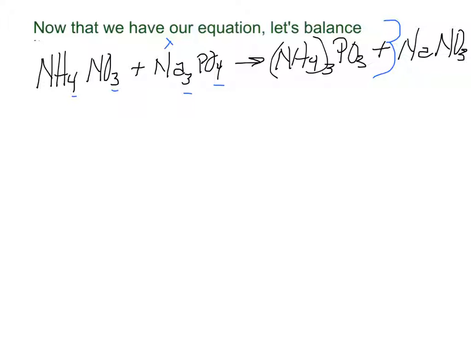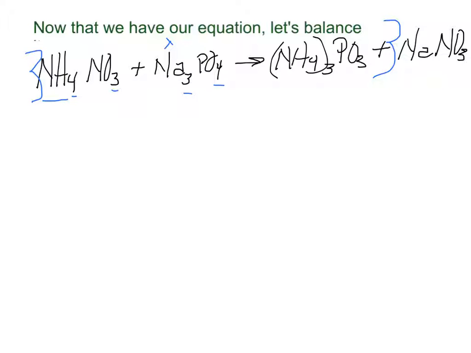So let's just start at the very front of the equation here. We'll work on the ammonium. I have 1 ammonium here. I have 3 ammoniums over here. That's not good. I need to put a big 3 in front of this over here. So now I have 3 ammoniums and I have 3 ammoniums.